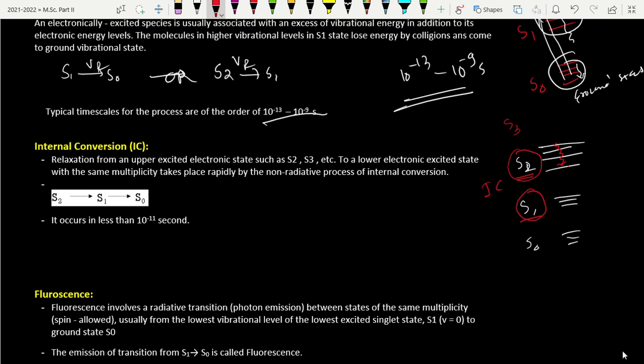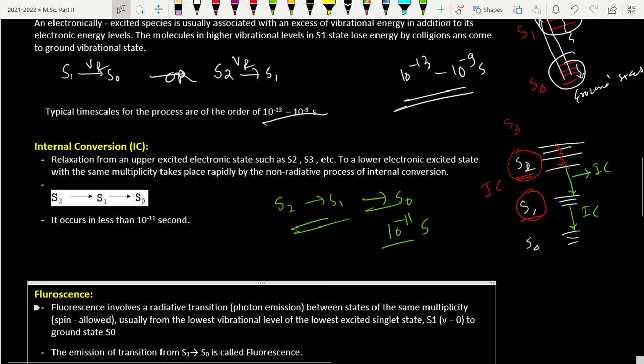So this particular process is known as internal conversion, right? Similarly, you can see here S2 to S1 or S1 to S0. This conversion is known as internal conversion, and it occurs within a time span of 10 to the minus 11 seconds. And the next one is fluorescence.